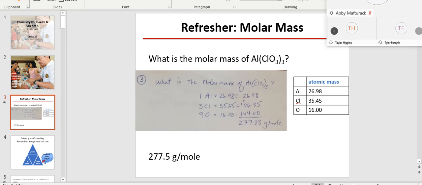It's so important. How many aluminums do I have? 1. How many chlorines do I have? 3. How many oxygens do I have? 9. Then the molar mass of 1 mole of this, you go to the periodic table and find the molar mass of each one, which is just the atomic mass unit, but this is in grams now. So 1 mole of aluminum is 26.98 grams. 3 chlorine times 35.45 is 106.